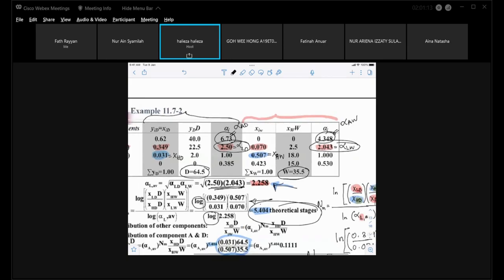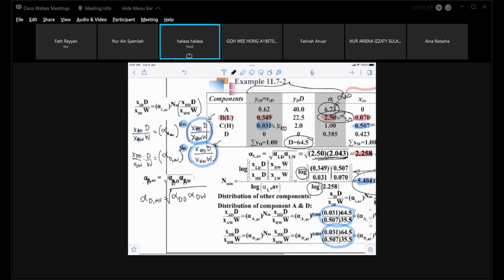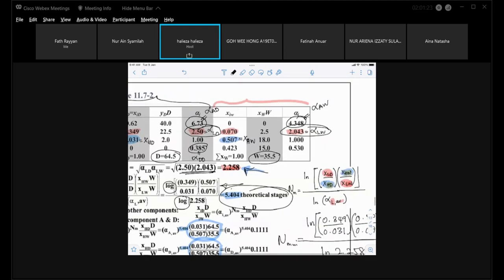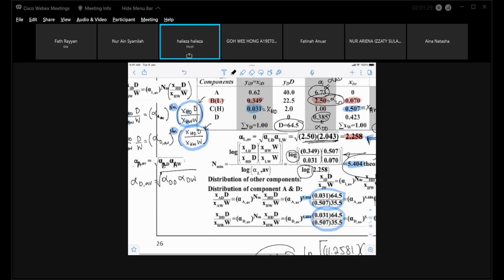So get the square root of them. Get the products and get the square root of them. For D, this is alpha D at the distillate. This is alpha D at the bottom product. So get the square product and then square root it. So you should be able to solve that.